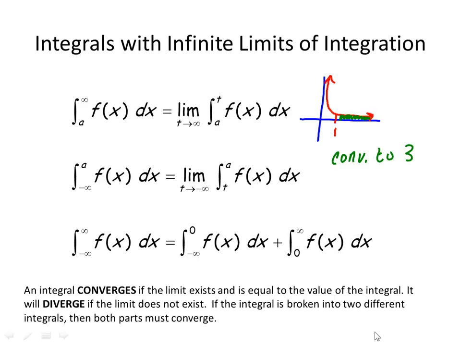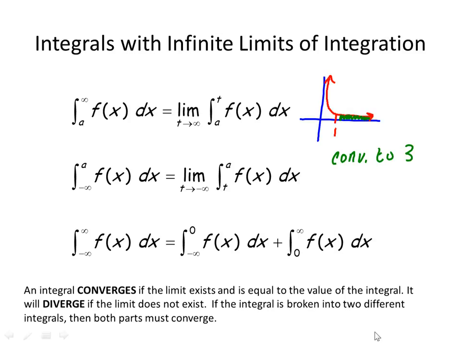Now, look at this. If the integral is broken into 2 different integrals, in other words, if you're having to apply this rule here, both parts must converge. So, for example, if you do this one and it diverges, the whole thing diverges. You don't even have to do the second one. If the first one converges and the second one diverges, the whole thing diverges.